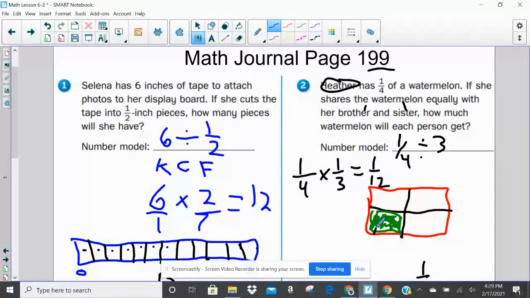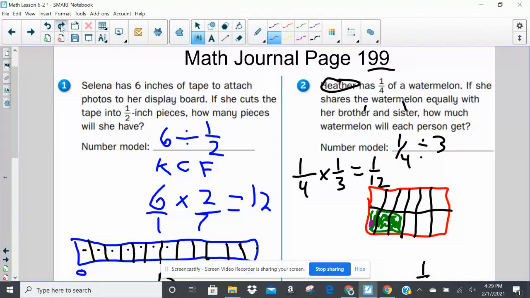Take a look. So I'm going to go 1, 2, 3. I split it into thirds. If I'm splitting it into thirds here, I also need to split it into thirds here. And as you can see, each person is going to get 1 out of these. So 1 out of a total of 12. 1/12. Okay.